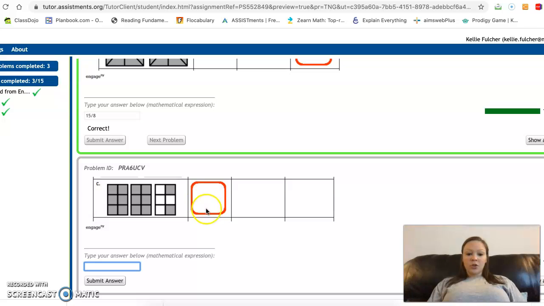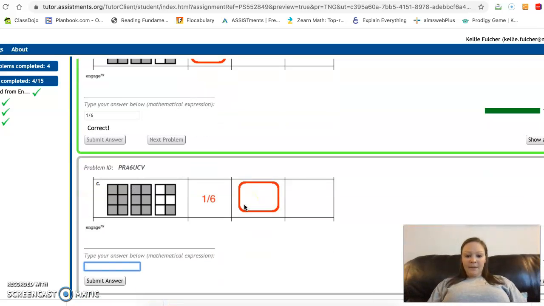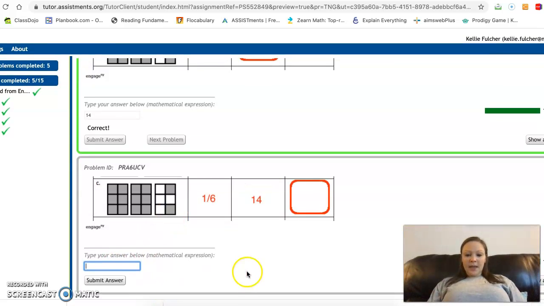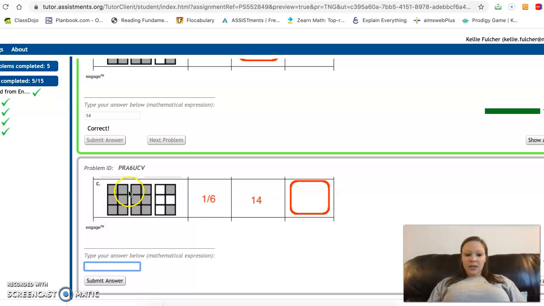Okay, same thing here. The unit fraction is going to be 1 out of how many pieces in a whole? 1, 2, 3, 4, 5, 6. So 1/6 is our unit fraction. Here we have how many pieces are shaded in all. We know there's 6 there. That's another 6 is 12, 13, 14. And then the fraction that is shaded is going to be the 14 pieces out of our whole, which is 6, 14/6.